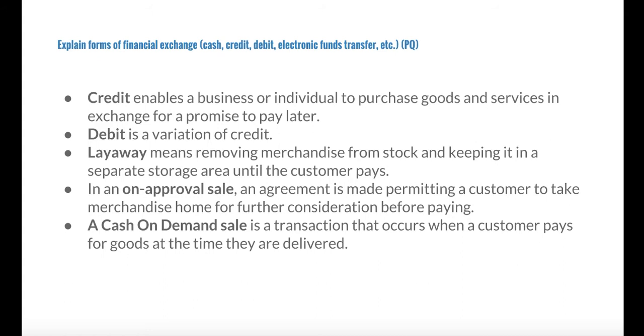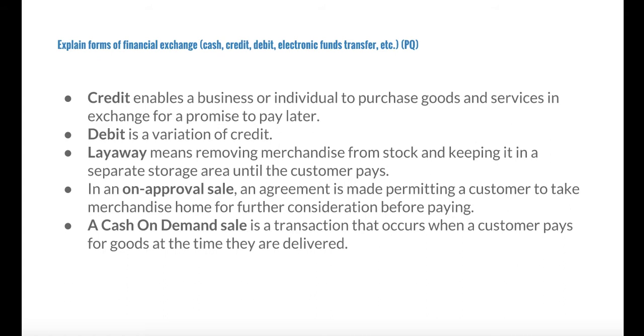So credit is the first type, and it enables a business or individual to purchase goods and services in exchange for their promise to pay later. It is most helpful when consumers want to make major purchases, though it is often used for more common, less expensive items. Customers are typically issued a credit card from a bank to make such purchases.